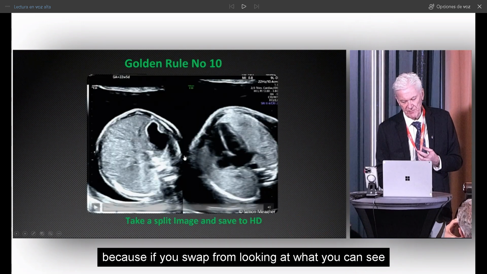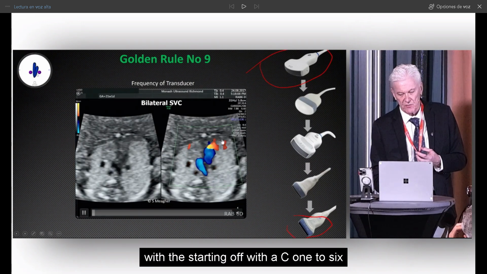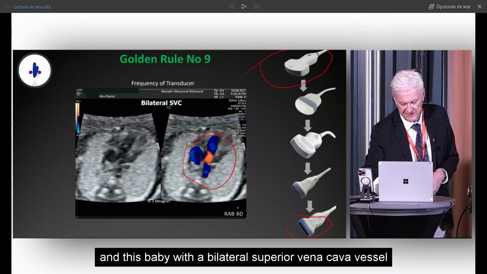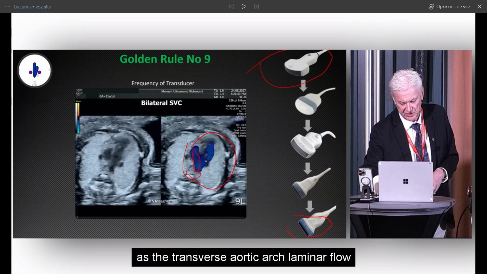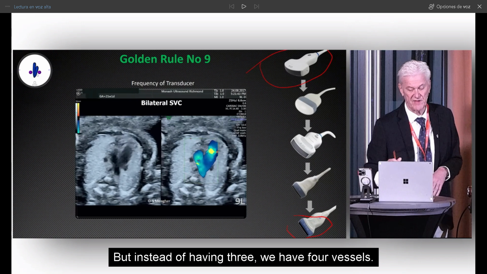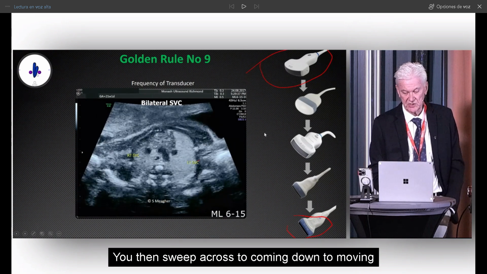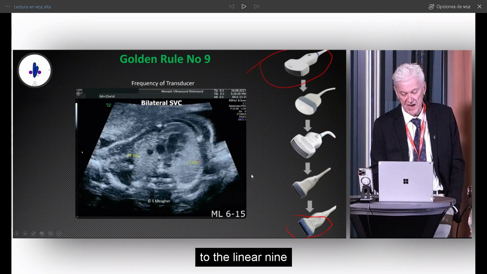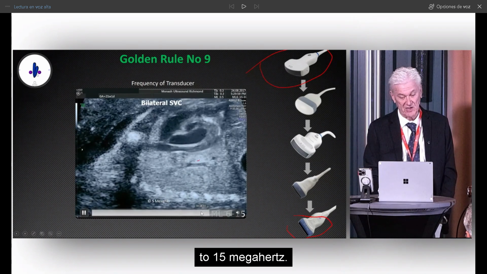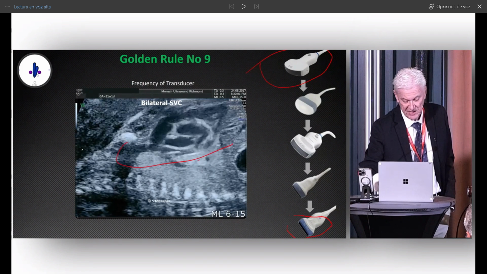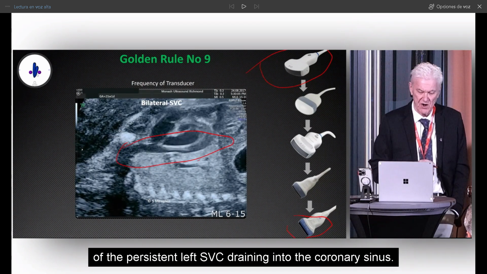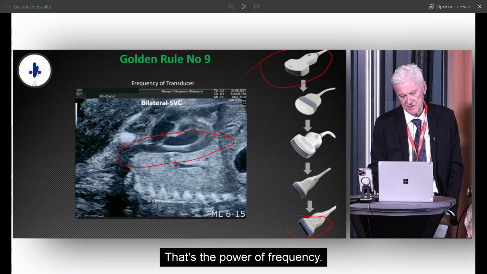Because if you swap from what you can see starting off with a C1 to 6 in this baby with a bilateral superior vena cava, vessel close to the trachea, the transverse aortic arch, laminar flow across the great vessels, but instead of having 3, we have 4 vessels. You then sweep across, moving to the linear 9, and I'll just speed it up, moving down to the linear up to 15 megahertz. Not only can you see there's a bilateral SVC, but you can see streaming of the persistent left SVC draining into the coronary sinus. That's the power of frequency.